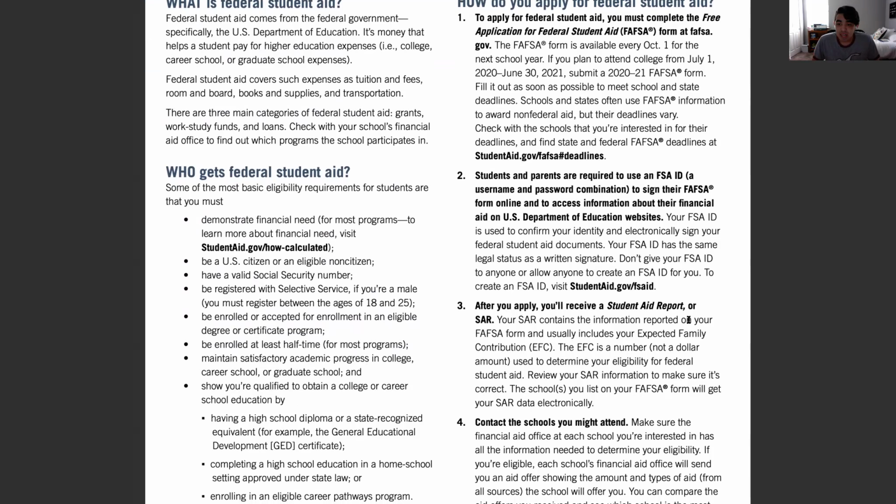Students and parents, you need to get your FAFSA ID. It's a username and password. You sign up for it on the FAFSA website, and that's what the Department of Education uses when you go through the FAFSA, using the ID to sign in securely. It's for ID purposes and also verifying who you are.